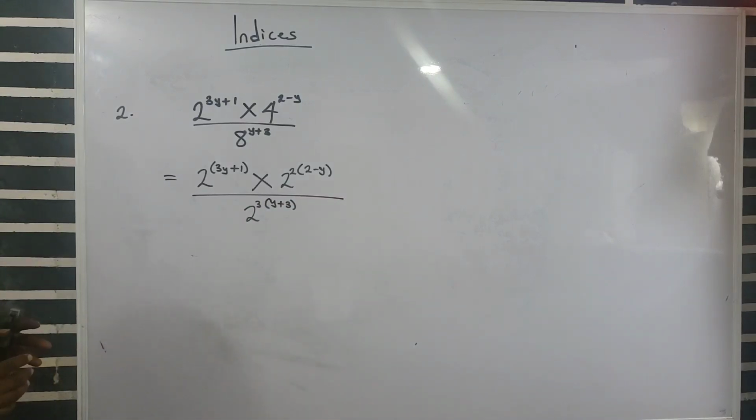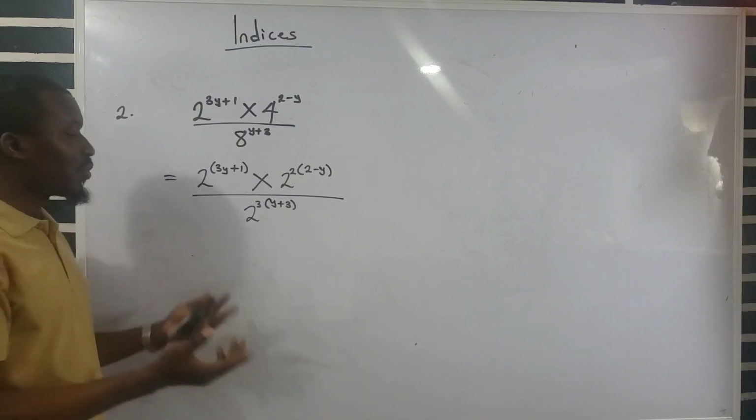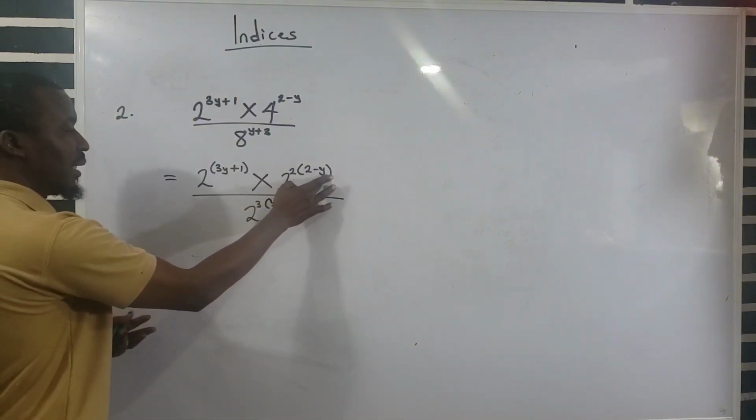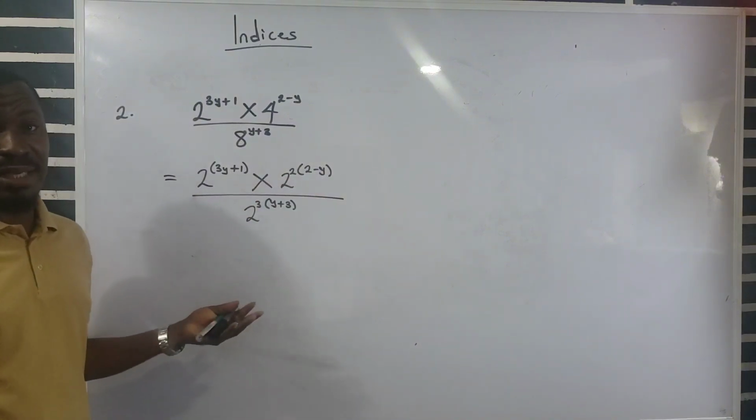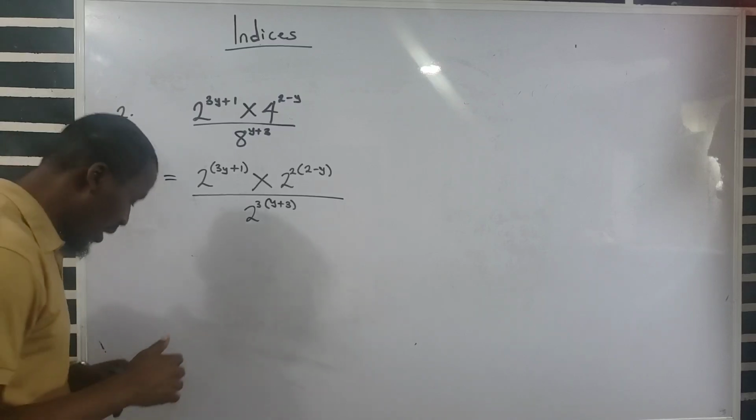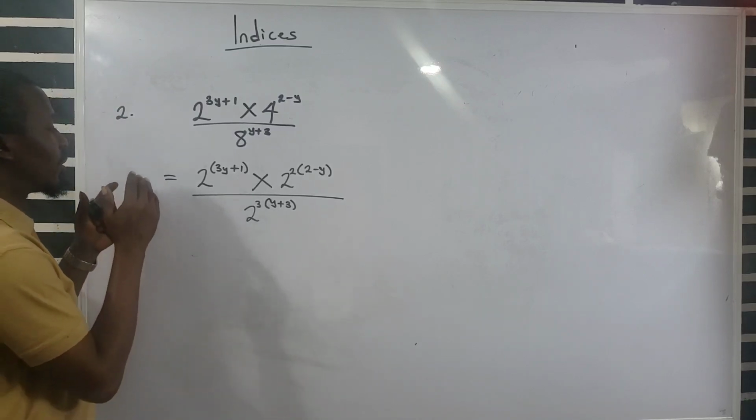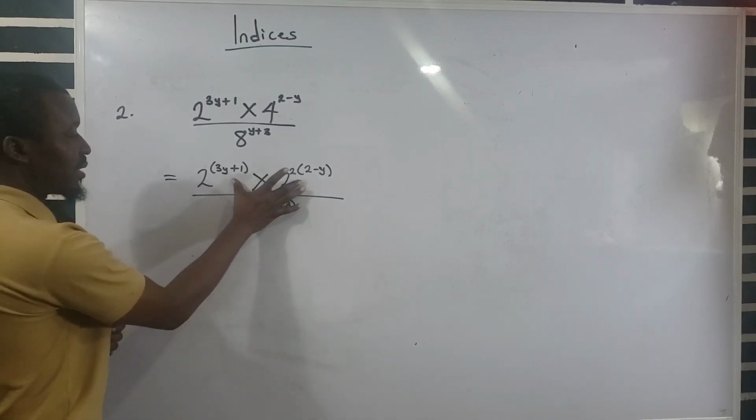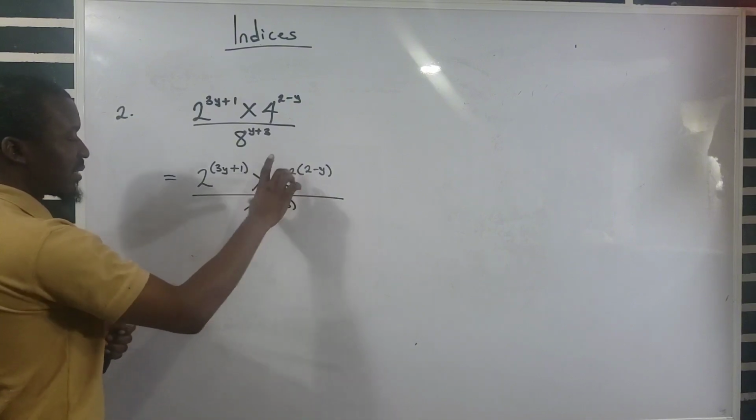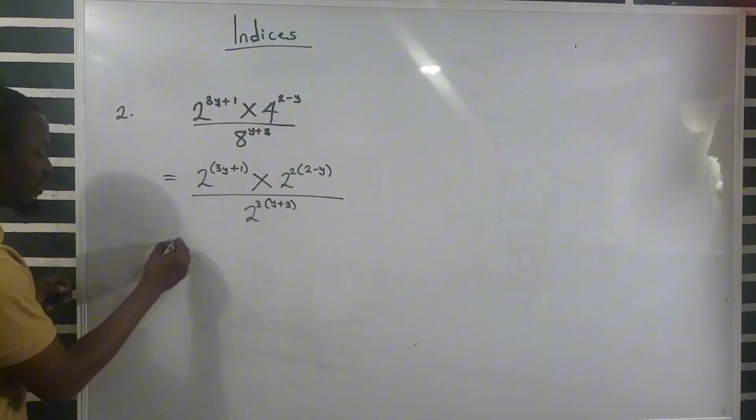Then the next thing now is you can open your bracket for the index, or you can actually leave it like that. It does not really change anything. So the next thing to apply is the law of indices here. After that, you now take care of division. So let's do that here.